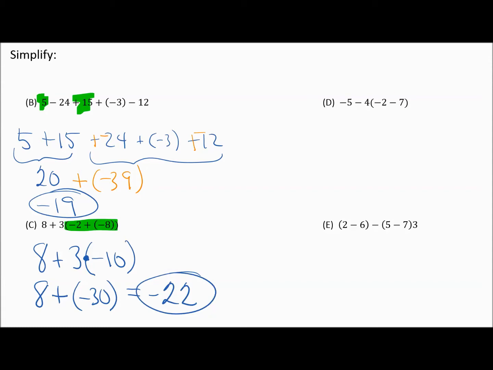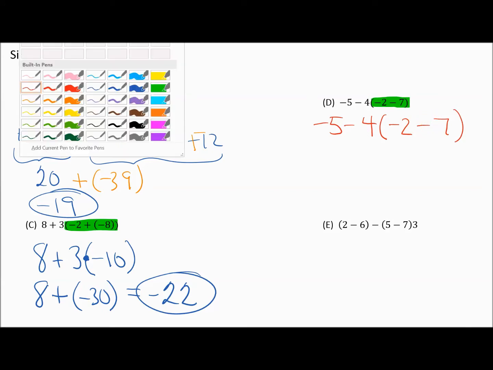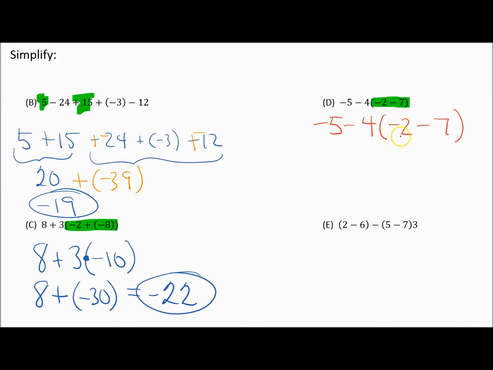D is very similar. So I highlight what we're doing first here. We have to do negative 2 minus 7 first. Okay? Well, we can do that. Matter of fact, I'm going to rewrite it because that is a keep, change, change issue. Okay, so in parentheses, I have negative 2 minus 7. That's a subtraction. So again, keep, change, change. So I keep my negative 2. I change my subtraction to addition, and I change the sign of the next number. So it turns out I'm adding negative 2 plus a negative 7, which is a negative 9.